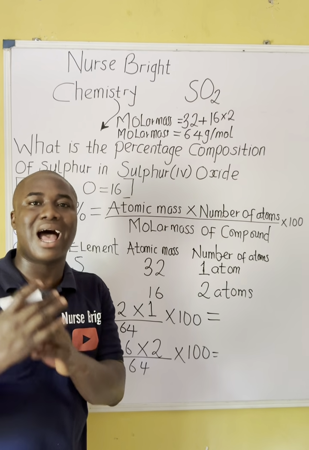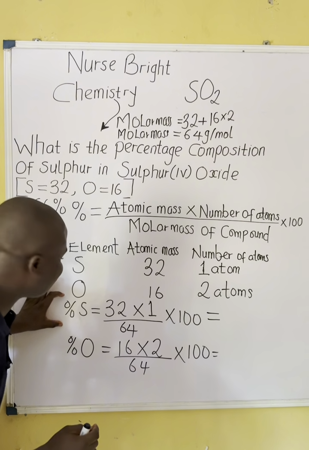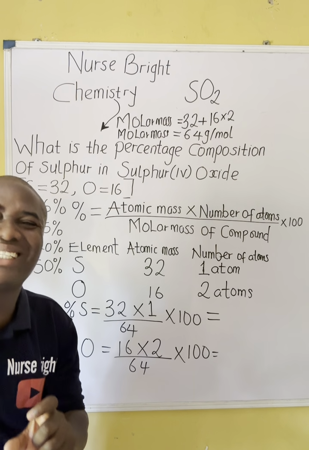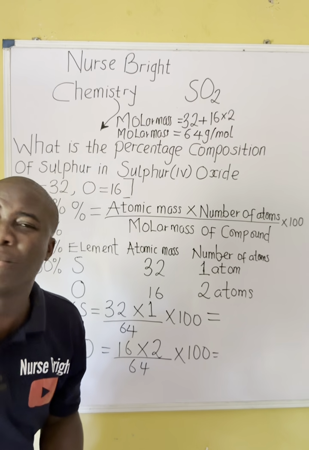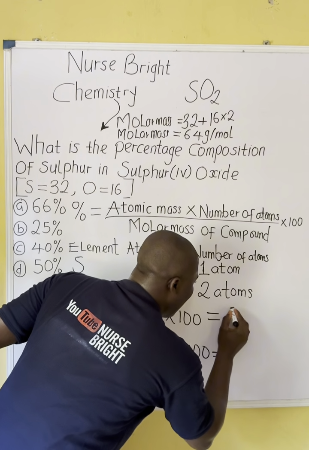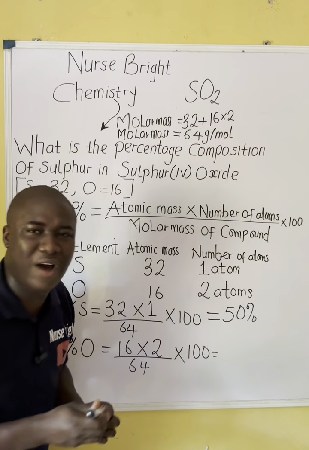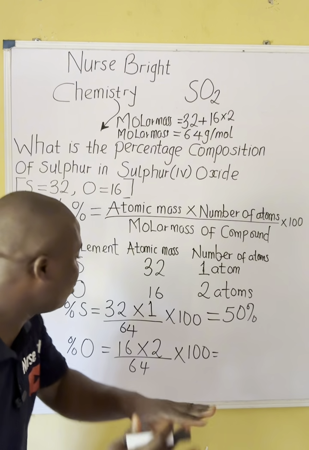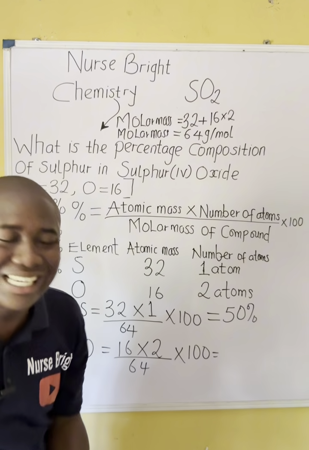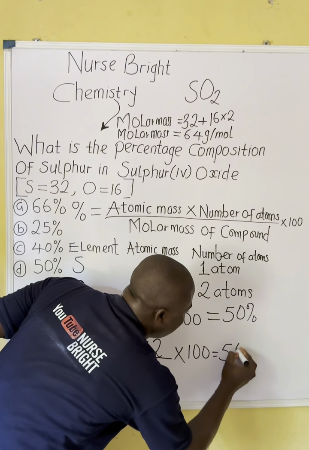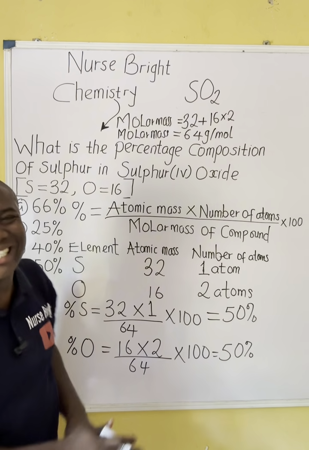So what becomes the answer to the question? So listen and listen good. When we hit our calculator to calculate the percentage composition of sulfur, I am not saying oxygen, we are going to get what? 50%. Hit your calculator, you see that you are going to get this value 50%. Now, if you do the same for oxygen down, you will still get the same value, 50%. Now, this is not always so. This is just a coincidence.